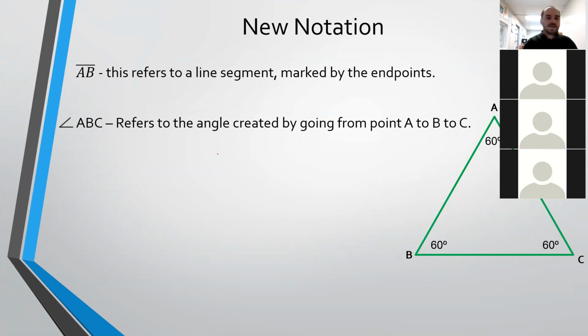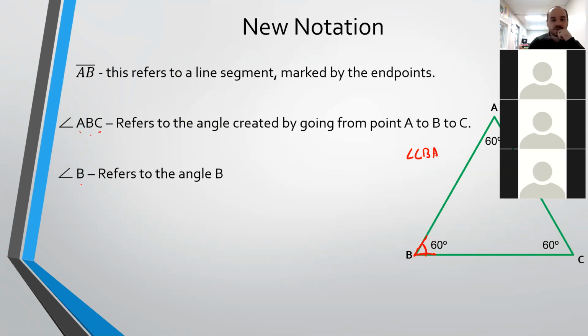The next one, angle ABC, refers to the angle created by going from point A to B to C. So if we started here, come down here, and then go this way, it's this angle right here that we're referring to, from A to B to C. You'll notice that angle CBA would be the same thing. When you're writing angles in this 3-point form, which is generally speaking the more correct form, because angle B isn't quite as specific, although that is a way of writing it.